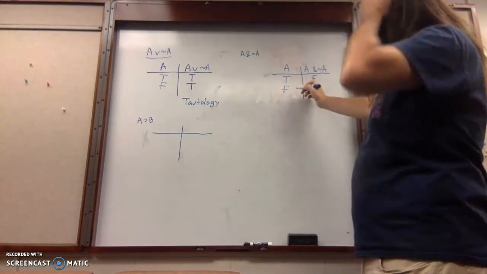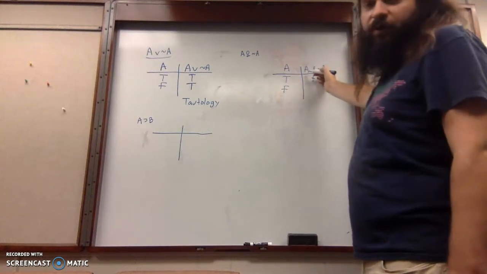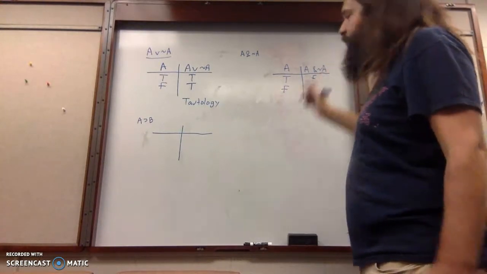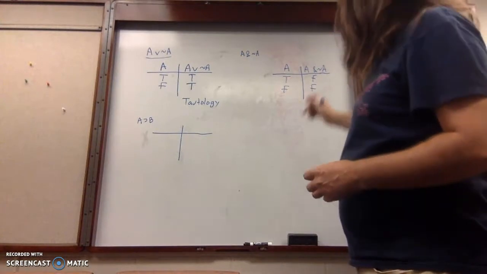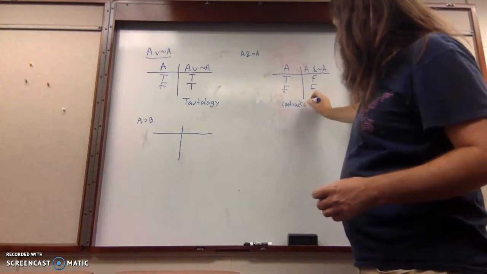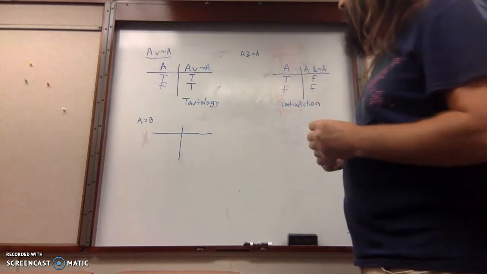Likewise, when A is false, even though the second part is now true, the first part is now false. And so we say the whole statement, again, is going to be false. So we call this a contradiction. And a contradiction is a statement that's always false under all circumstances.